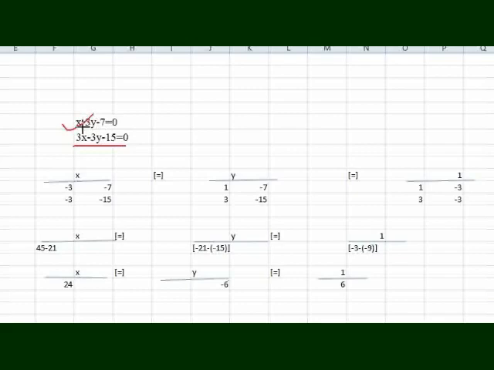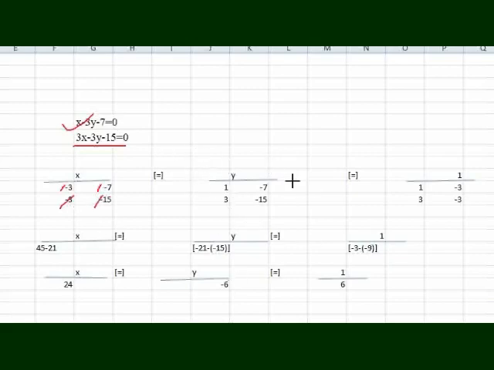So coefficient of y in the first equation is minus 3, and coefficient of y in the second equation is also minus 3, so I have written here minus 3. So coefficient of y in both the equations is minus 3. And next we have to write the constant term for both the equations. So constant term for the first equation is minus 7 and constant term for the second equation is minus 15.